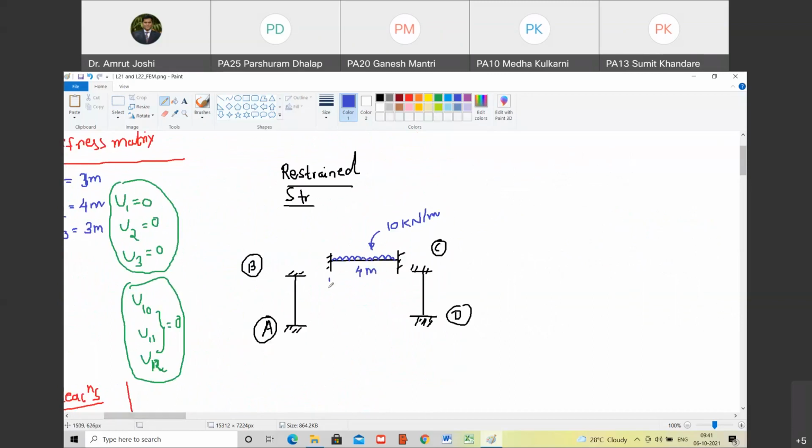So what is the reaction here? Can you tell me the reaction here? It's very easy. The load is symmetric, so therefore it's 20 and 20. So this is 20 kilonewton, this is 20 kilonewton. Happy? Yes, sir.